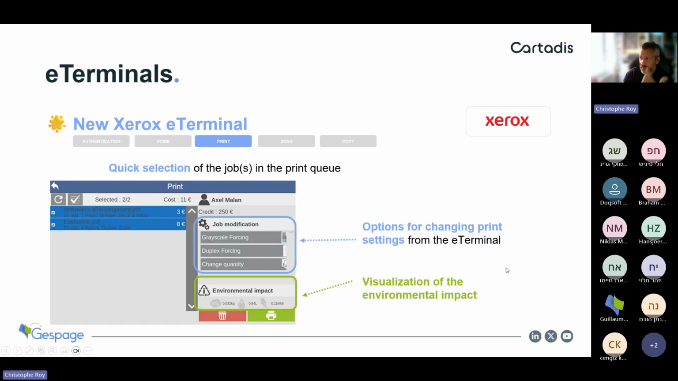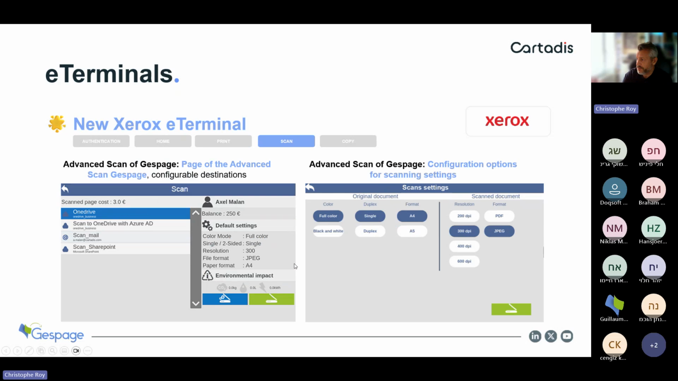Okay. So if you click on print with the Xerox terminal, you can see that it's fully aligned with the other brands in terms of experience. You've got the print jobs waiting in the queue, the name of the user, the credit, the multi-selection possible, the job modification to change all the print settings, the environmental impact as well to also help the end users to see their impact at the sustainability level, and they can change the settings very easily, and the possibility to validate or to cancel jobs directly from the print screen.